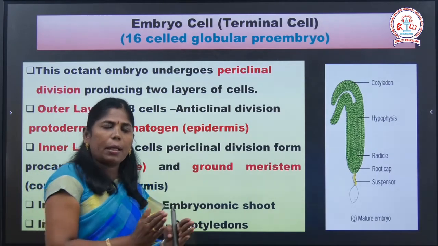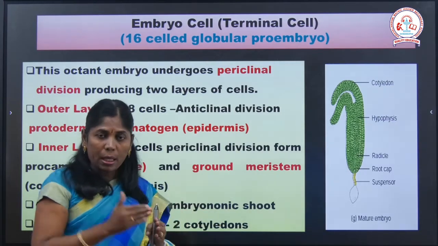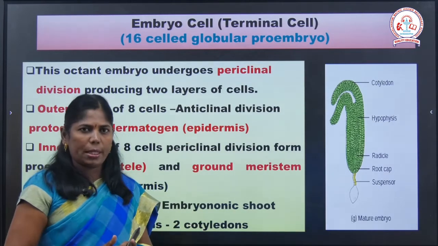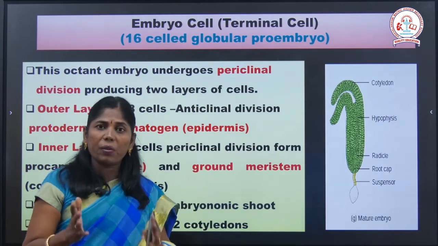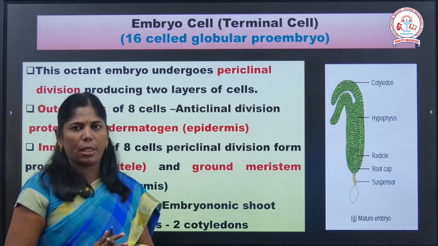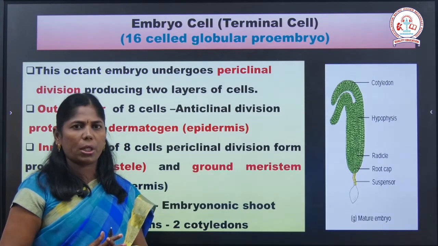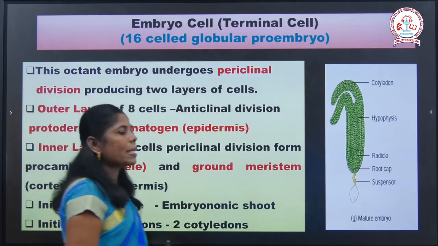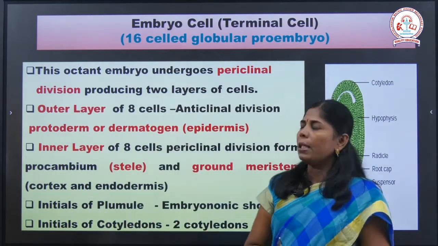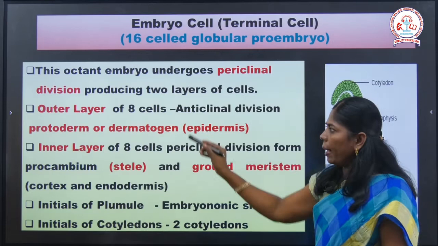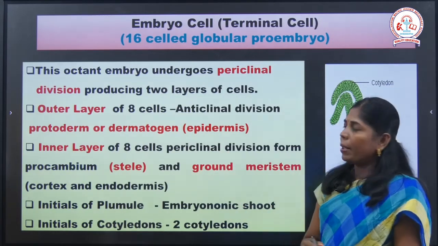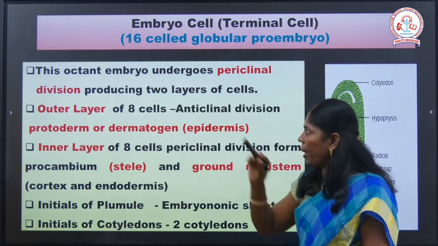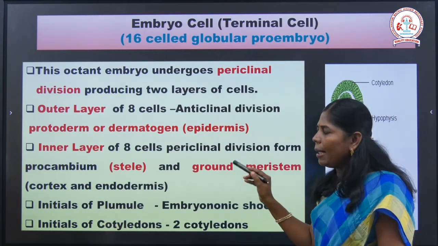If it is the same orientation, it is periclinal division. Opposite to that, if it is perpendicular, it is called anticlinal division. So the division that happens in these cells is periclinal division. As a result of periclinal division, 16 cells are formed. And how are the 16 cells arranged? They are formed in an outer layer and an inner layer. The outer layer is formed of 8 cells. Those 8 cells together form the outer layer, and 8 cells together form the inner layer.